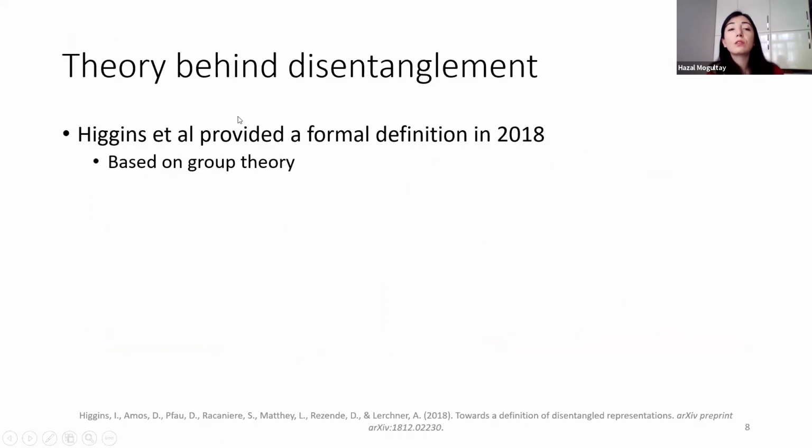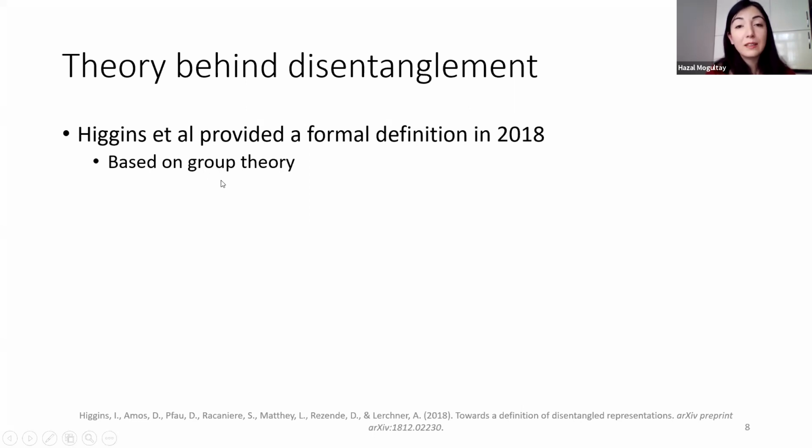In this talk, I would like to talk more on the theory and metrics of disentanglement. So I want to make sure you understand it and feel comfortable to use this in your studies. So if we look at the theory, Higgins et al. provided a formal definition in 2018 on this topic, but this definition requires knowledge of group theory.